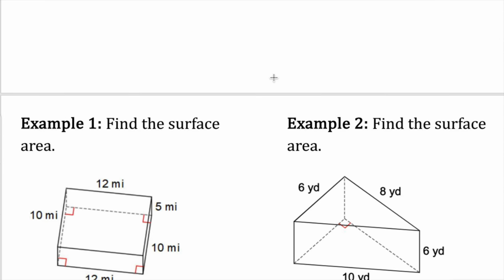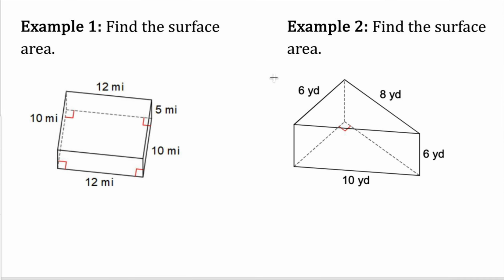So let's go ahead and try some. For example 1, we're finding the surface area. So again, we're thinking about the perimeter of my base. I'm just going to highlight this section here, and that shows where the base is first. So if I wanted to find the perimeter of the base, I would be doing 12 plus 12 and 10 plus 10. So that's 24 plus 20. So the perimeter of the base is 44.